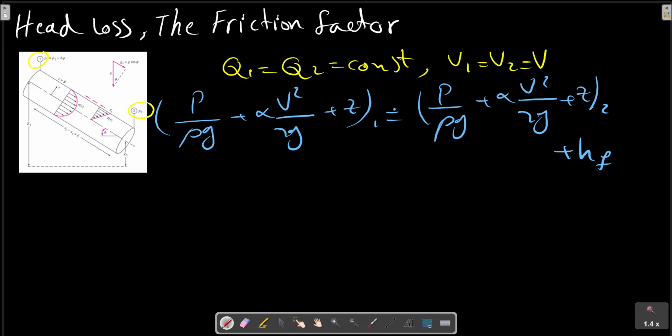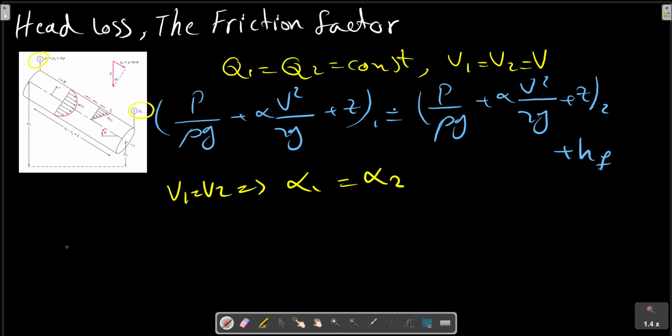In this equation, since there is no pump or turbine between 1 and 2, for fully developed flow, the velocity profile shape is the same at section 1 and 2. Thus we have the velocity V1 equals V2, alpha 1 equals alpha 2, which reduces the head loss versus pressure drop and elevation change.